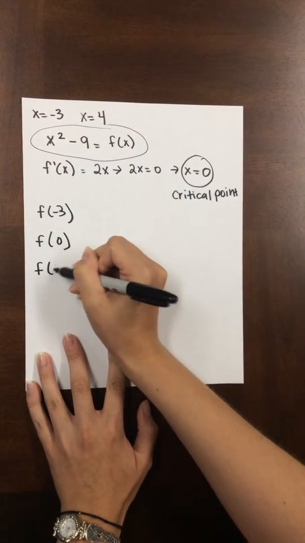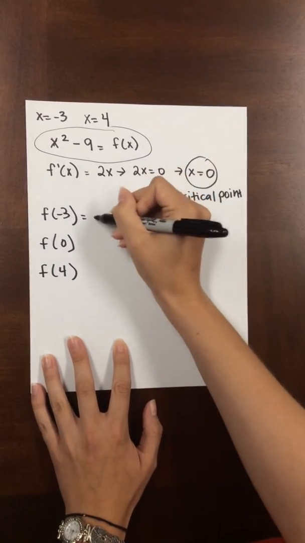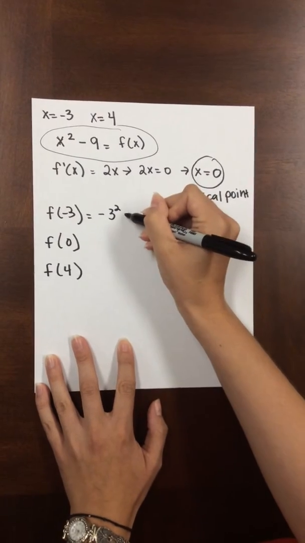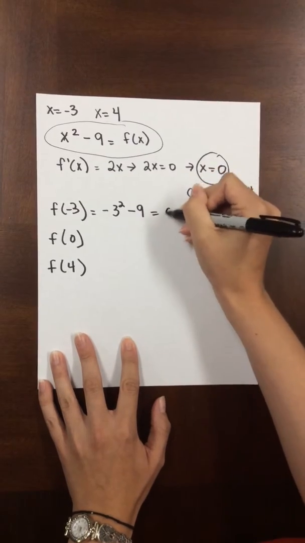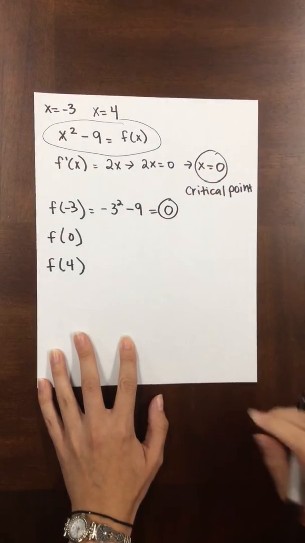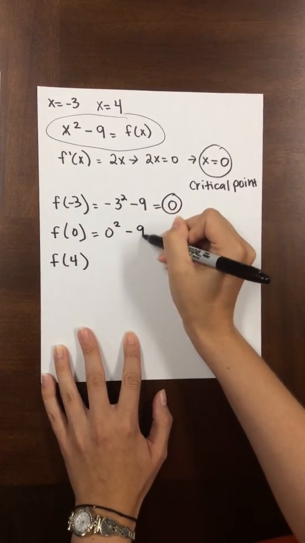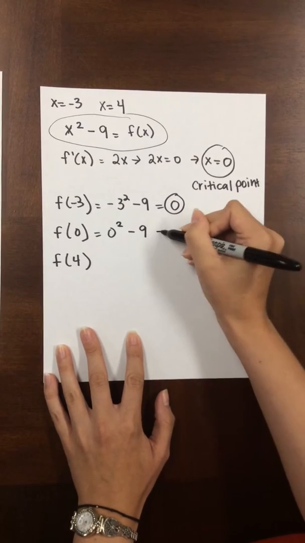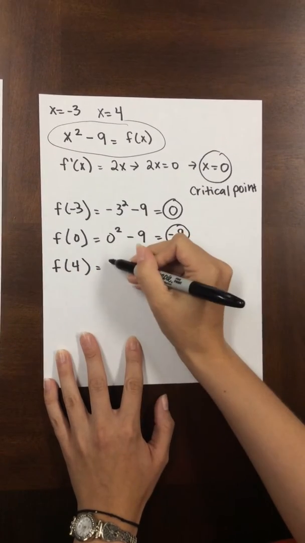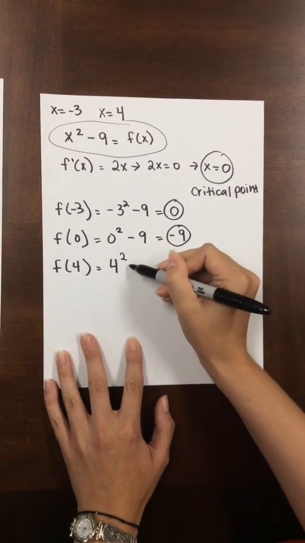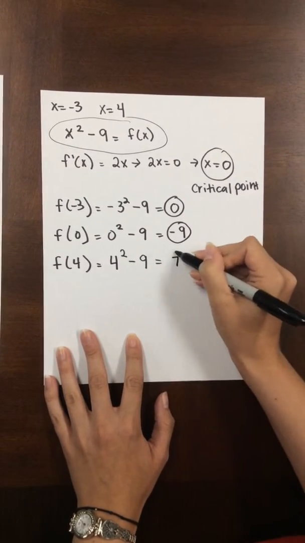and f of 4. So f of -3, when I plug that in, I put -3 squared minus 9. -3 squared is 9, minus 9 is equal to 0. And I'm just going to circle the final answers. f of 0 is equal to 0 squared minus 9. 0 squared is 0, minus 9 is equal to -9. And our last point, f of 4, plug it into the original equation, 4 squared minus 9, which is 16 minus 9, which is equal to 7.